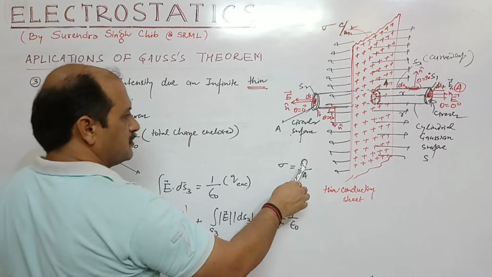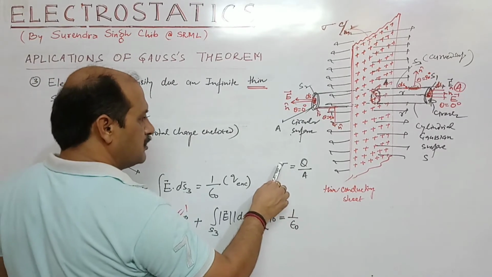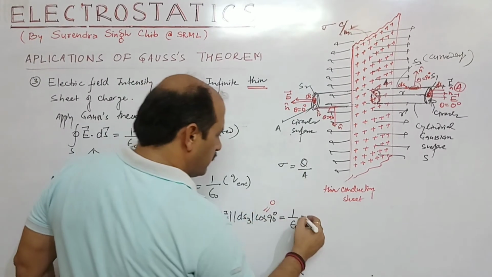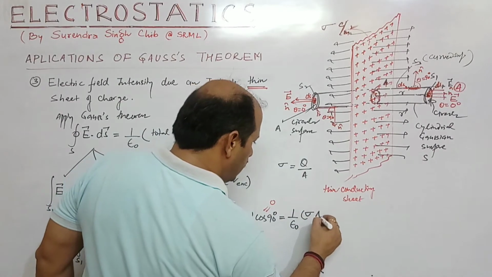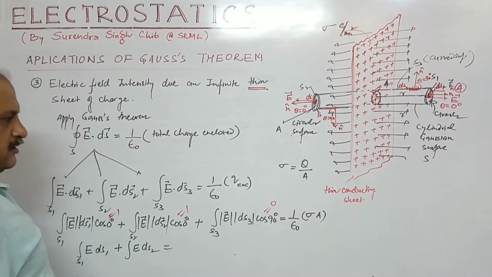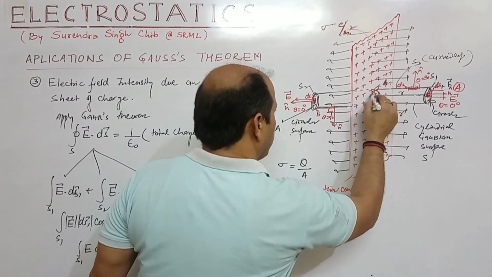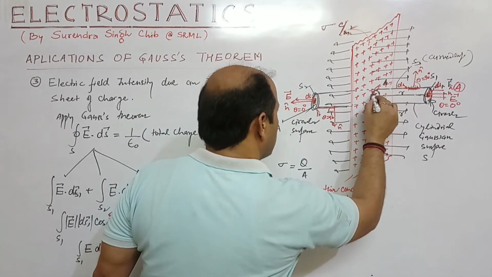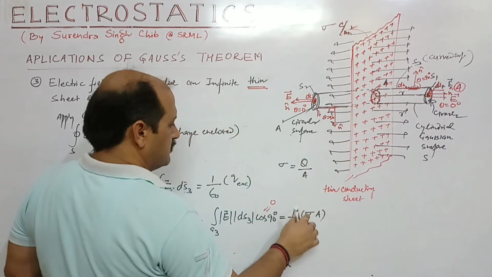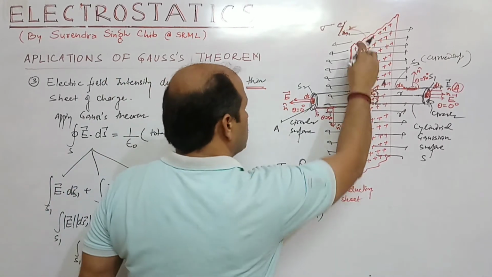So if I want charge, what should it be? Sigma into A. So what would we have? Sigma into A. Once again, what is charge enclosed? Charge enclosed is this much portion. And what is ये कितना charge होगा? Charge density into area. Charge density, what is this charge density?